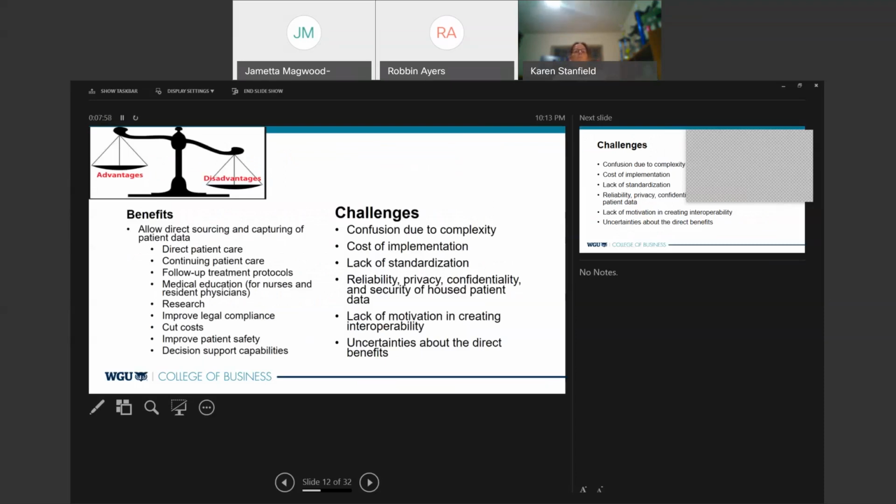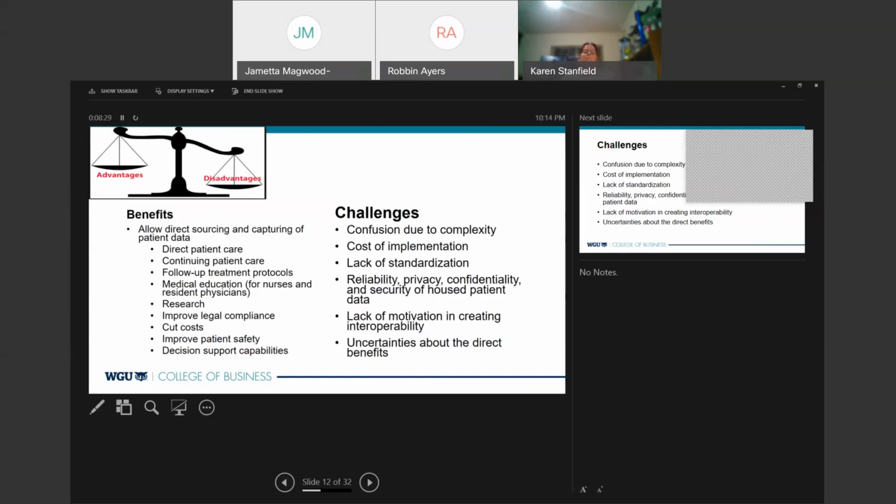Some of the benefits here: direct patient care, continuing patient care. Before many of these processes, there were breaks in patient care. Patient would leave the physician, leave the hospital, not have any follow-up care. EHRs and the improvement in the communication between organizations has eliminated some of that, improving legal compliance, research, decrease in costs, as well as improving patient safety, which is always, always a top priority, right?